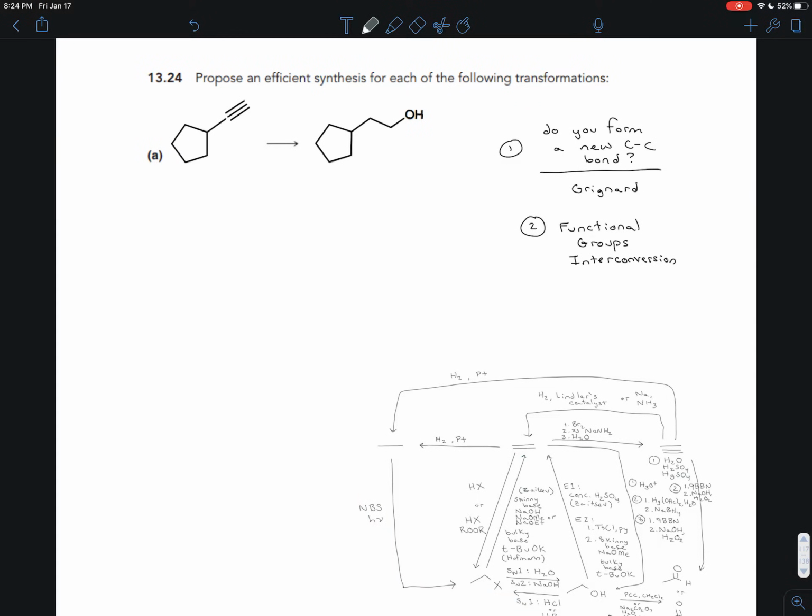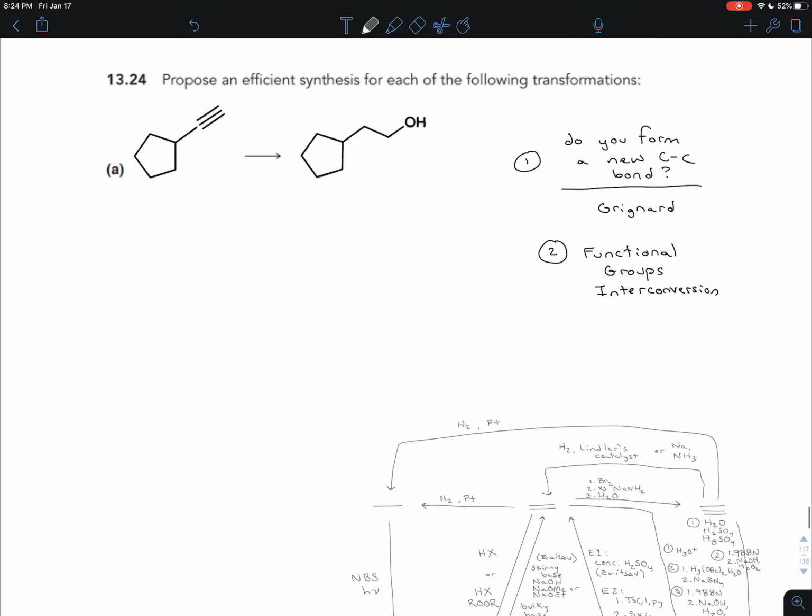In this video for exercise 1324, we're going to follow that same path of reasoning that we've built up in the last couple of videos in order to do some multi-step synthesis exercises. Now, here, the first thing we always want to ask ourselves is, do you form a new carbon-to-carbon bond? And if you do, then for this chapter so far, you'll know you'll need to use a Grignard reagent. That's the only new carbon-to-carbon bond-forming reaction we've learned this semester. We'll add to that as time goes by.